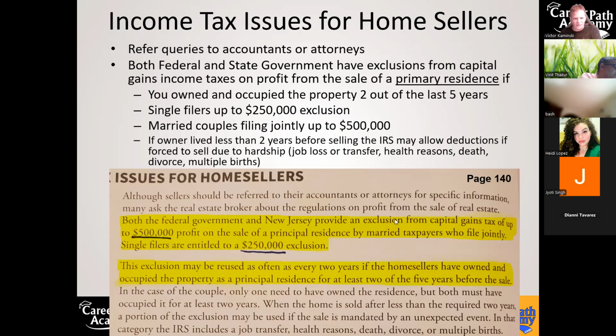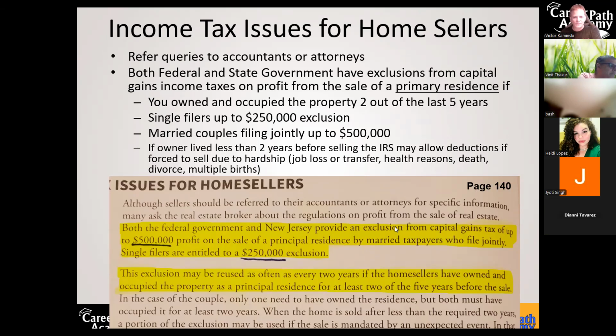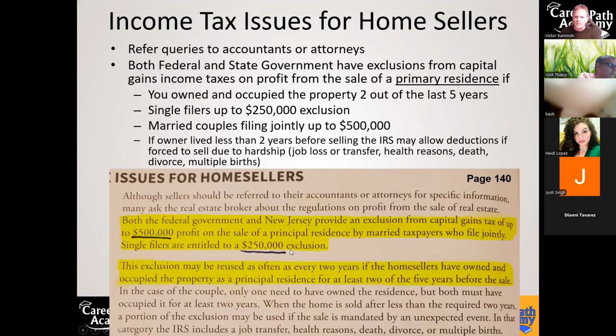Let me see if I got all this stuff in my notes. Now, doesn't that have to be with, like, if your family is expanding? Yeah, multiple births. Job loss, transfers, health reasons, death, divorce, or multiple births. Those are the reasons if you've been in it for less than 2 years before being forced to sell.